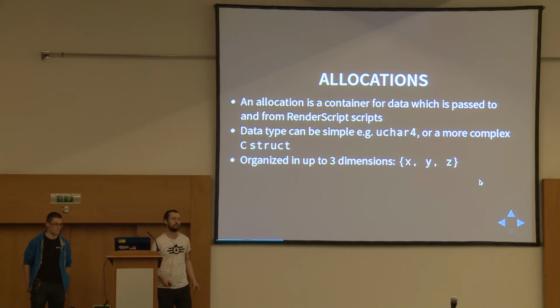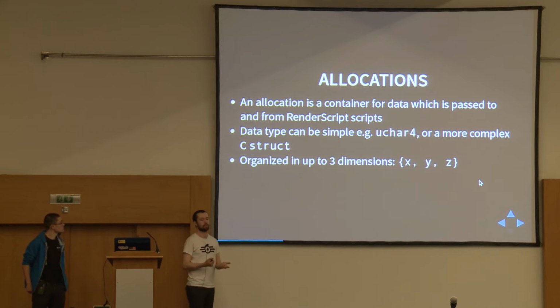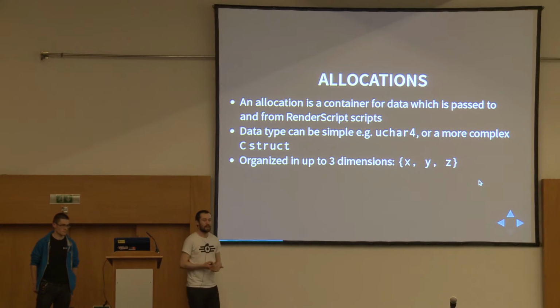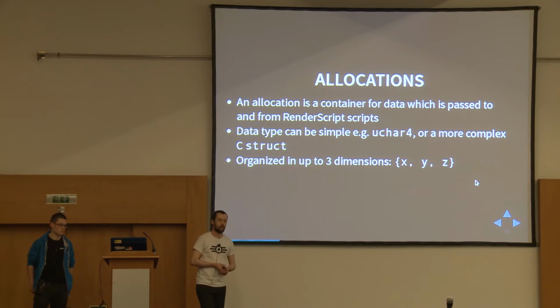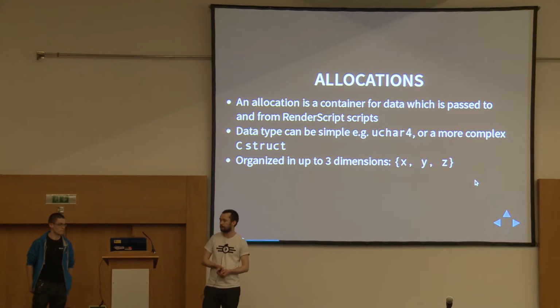So as I mentioned, allocations are the primary method of storing user data. They can contain something as simple as a char or a uchar4, which is one of the extensions to C99 that RenderScript offers.